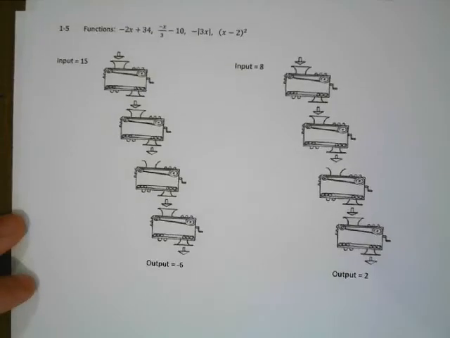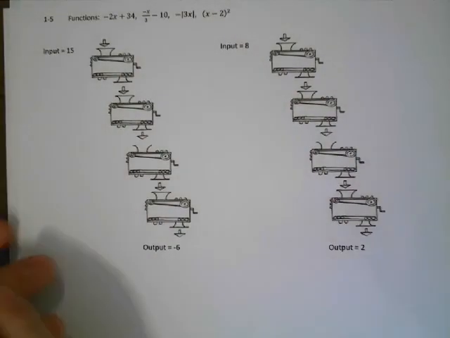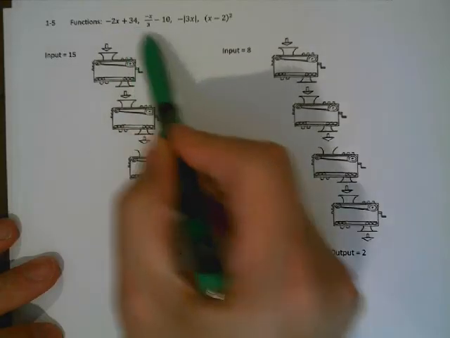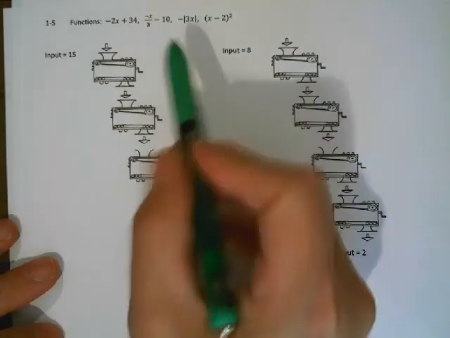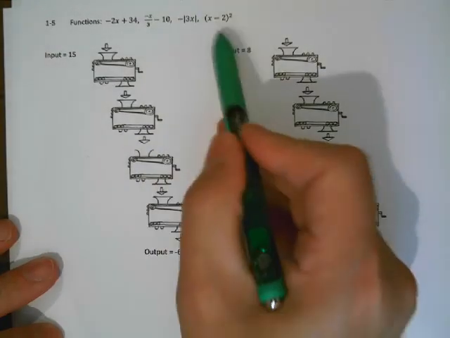Here we go. So on our last problem, we're going crazy on this one. I'm going to have 4 function machines now. I've got negative 2x plus 34. I've got negative x over 3 minus 10. Negative absolute value of 3x, and x minus 2 squared.